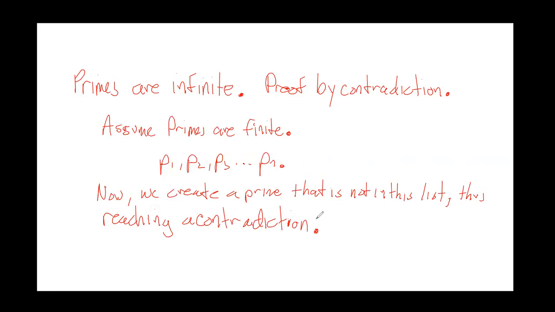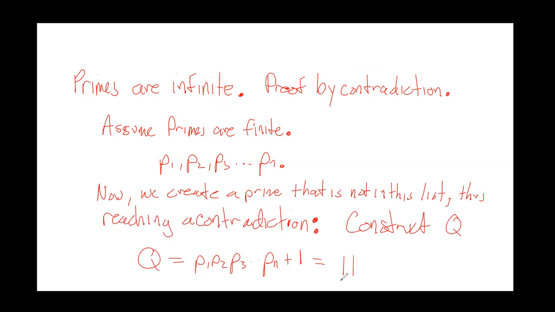All right, so we will very cleverly construct a Q, such that Q is equal to the product of all of these primes. That is, p1 times p2 times p3 dot dot dot times pn, plus 1. We can write this a little more densely: it's simply the product, as i goes from 1 to n of pi, and then plus 1.